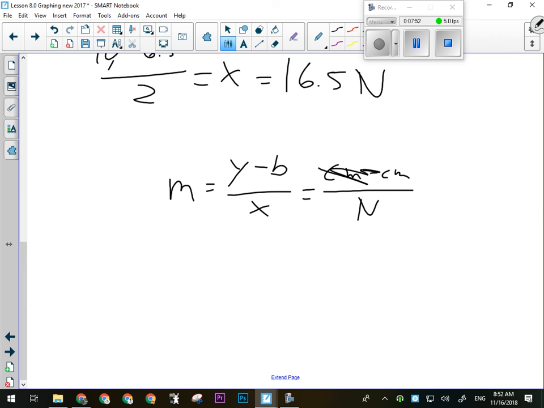In other words, the slope on this graph tells me how much longer this rubber band gets for every 1 Newton of force that's used. Newtons, by the way, are the units for force. I don't think we covered that, but that's what they are. So it tells me how much longer the thing will get every Newton of force I increase or decrease by.